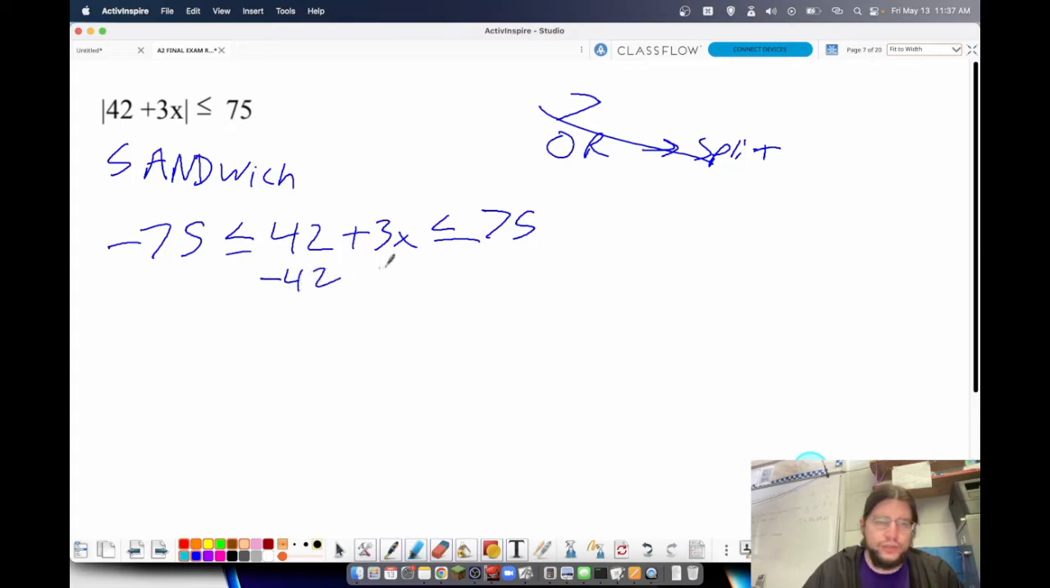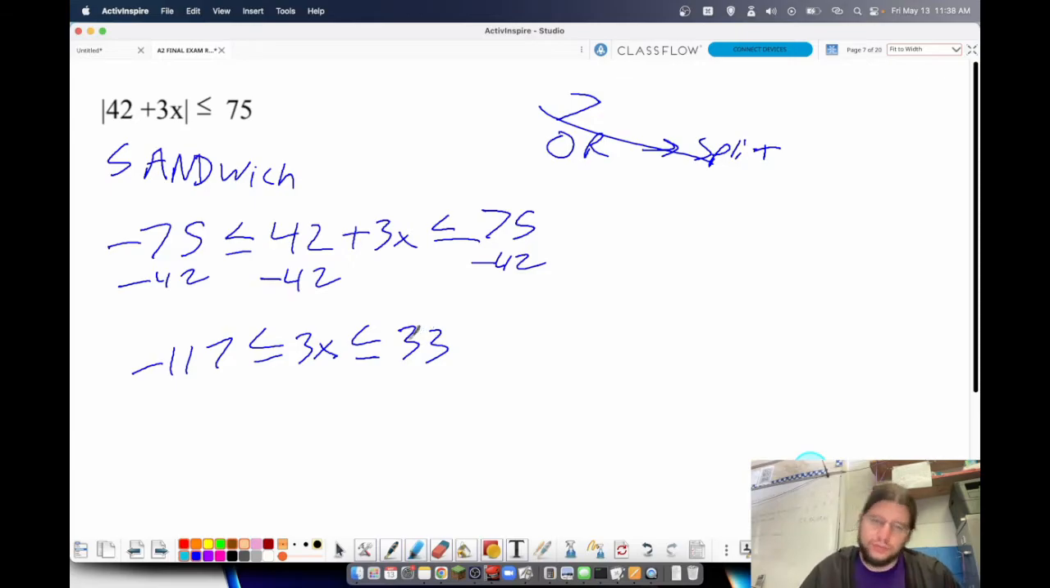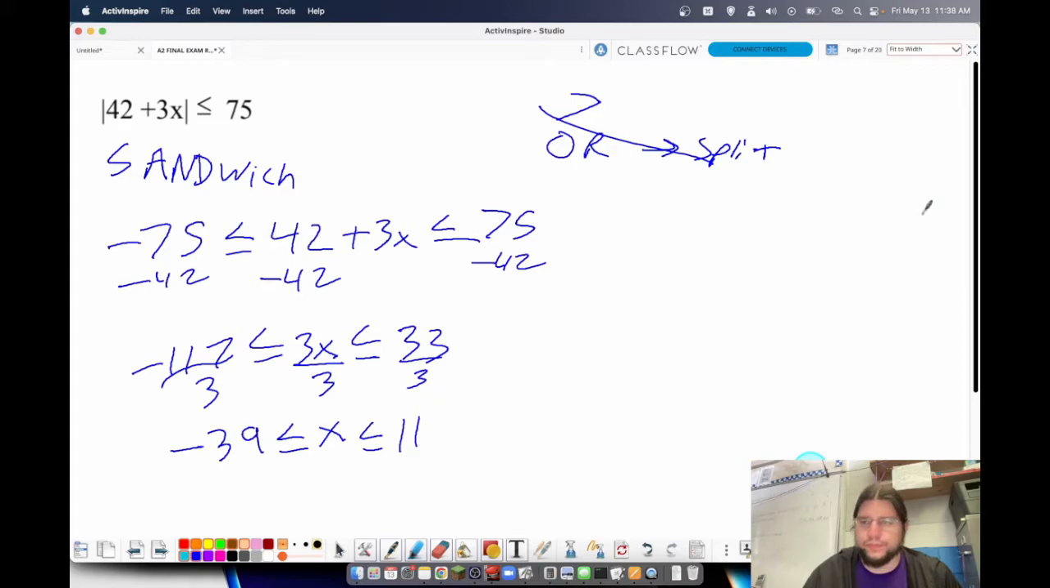Subtract 42 from all 3 sides of our inequality. That's negative 117 less than or equal to 3x less than or equal to 33. Divide by 3. That's negative 39, less than or equal to x, less than or equal to 11.